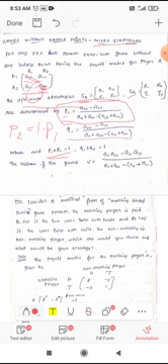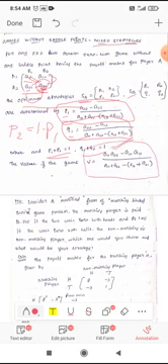Similarly, the value of Q1 is A22 minus A12, divided by the same denominator, A11 plus A22 minus A12 plus A21. This is the value of Q1. Since Q1 plus Q2 equals 1, from that we can find the value of Q2.